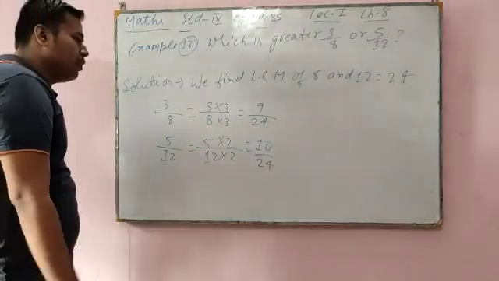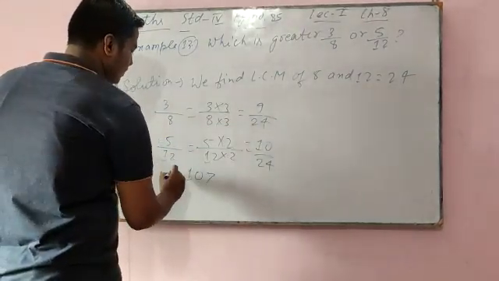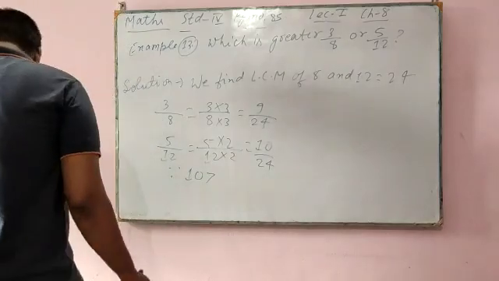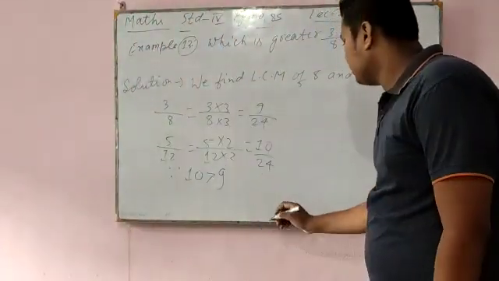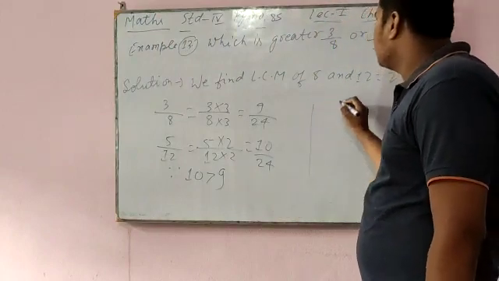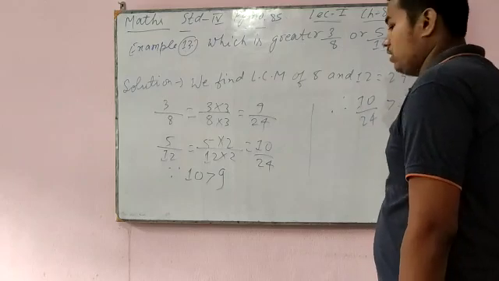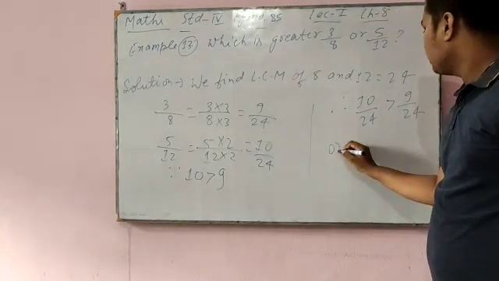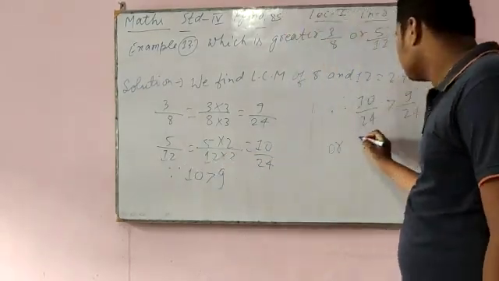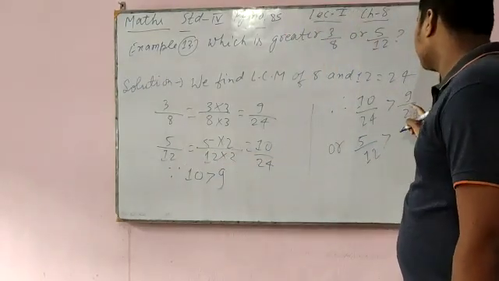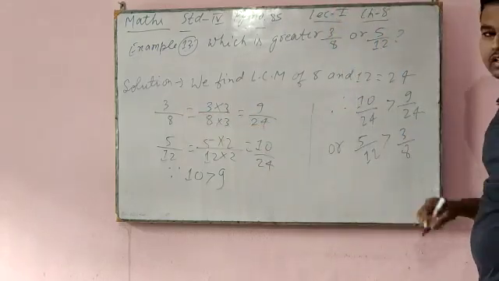I told you, when the denominator is same, then we compare the numerator. Since 10 is greater than 9, therefore 10 by 24 is greater than 9 by 24. Now see, 10 by 24 I have taken for which number? For 5 by 12. So 5 by 12 is greater than 9 by 24, which I had taken for 3 by 8. So 5 by 12 is greater than 3 by 8.